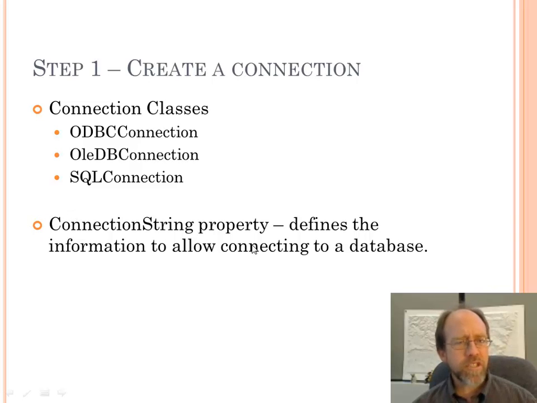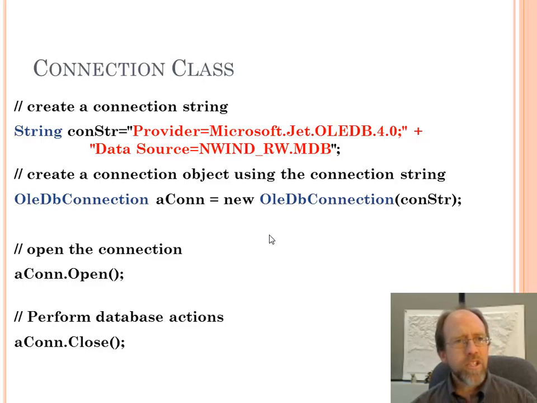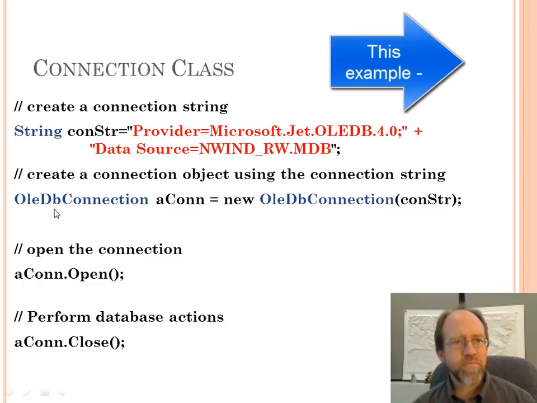And a connection string is just that. It's a string that defines basically the key of how do you get to that database. So in code it would look something like this. Create a connection string, which is actually a string. Con string is my connection string here, and it's a string. In this case, I'm going to connect to an Access file. That's what this does.